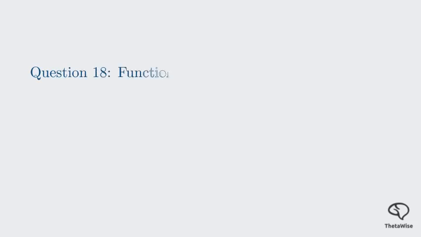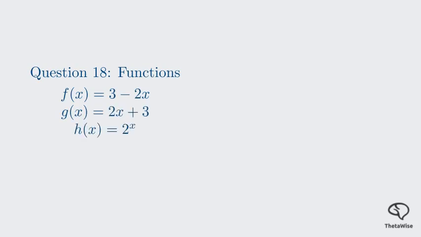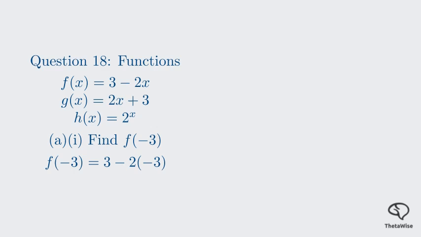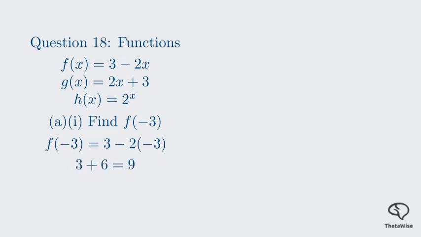Question 18 involves functions, composite functions, and inverses. f of x equals 3 minus 2x, g of x equals 2x plus 3, and h of x equals 2 to the power of x. For part a(i), find f of negative 3. f of negative 3 equals 3 minus 2 times negative 3. 3 plus 6 equals 9.